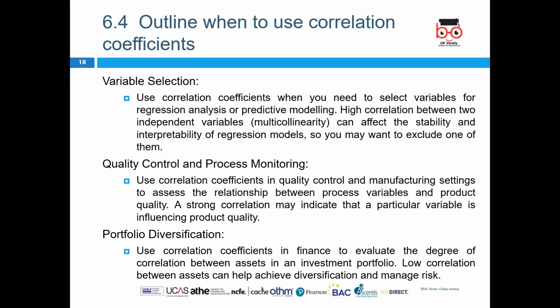Then quality control and process monitoring. Here correlation coefficients can be used in quality control and manufacturing settings to assess the relationship between process variables and product quality. A strong correlation may indicate that a particular variable is influencing product quality.